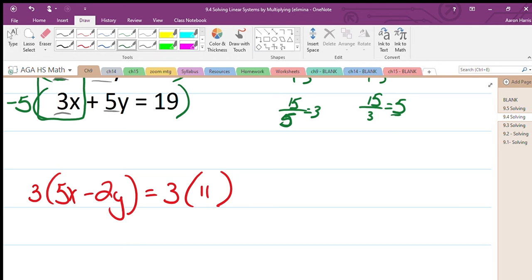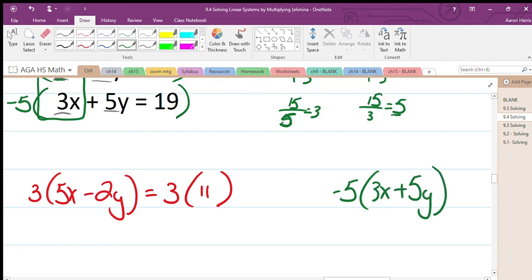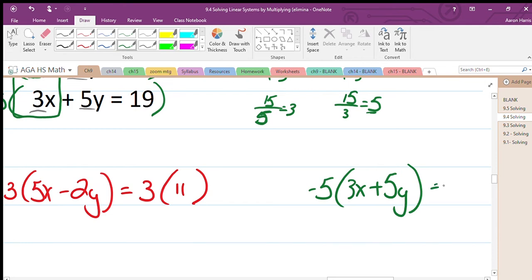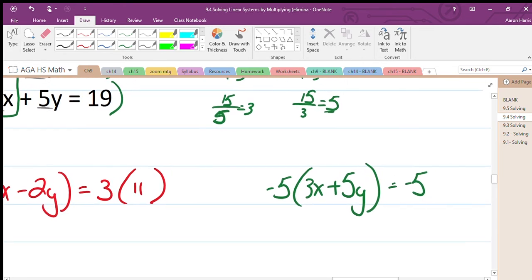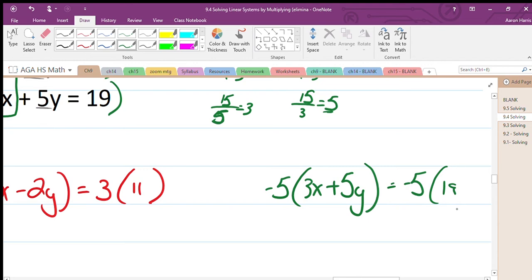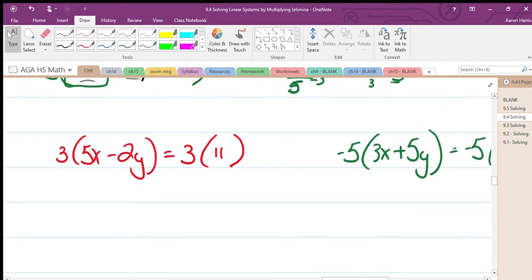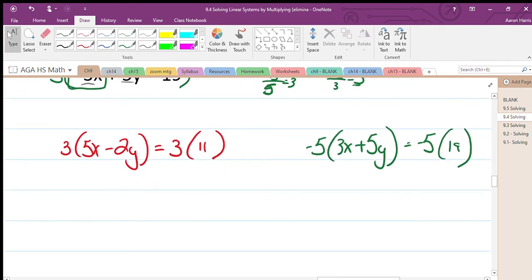Negative 5 times what? 3x plus 5y equals negative 5 times what? 19. So what are our new equations? We're creating two new equations, okay?